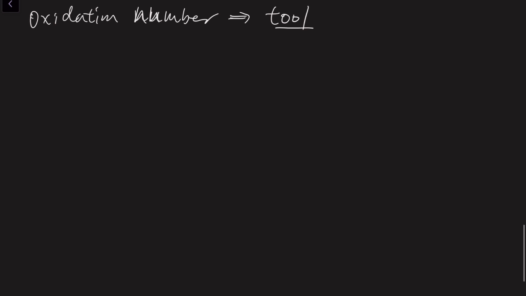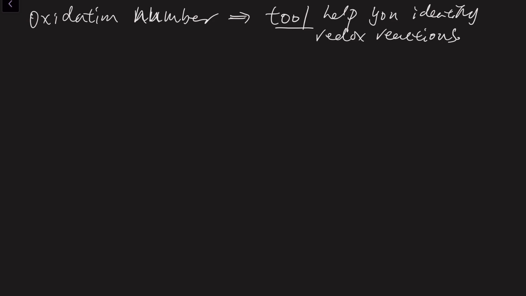So it's like a pen or a pencil. You need to learn how to use them. And once you know how to use them, it becomes very, very helpful to you. So it is the tool that helps you identify redox reactions. And this is useful for complex redox reactions.